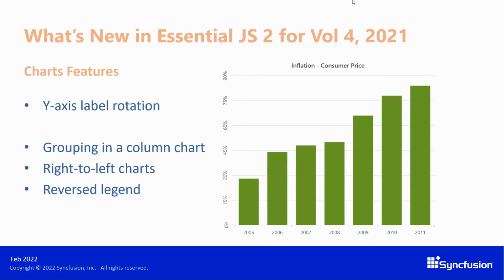And next to the charts component, we have already seen the grouping RTL and reversed legend in Blazor. Other than those features, y-axis label rotation feature has been added to the charts component in web. So you can see the labels, y-axis labels that are being rotated here. So this feature is all about rotating the labels of y-axis.